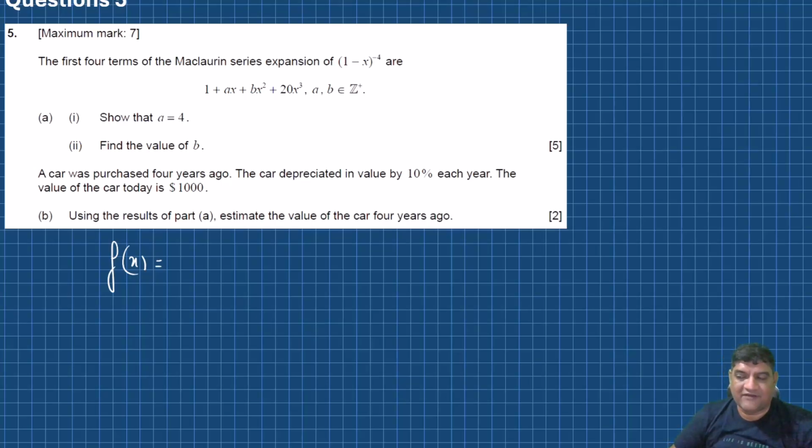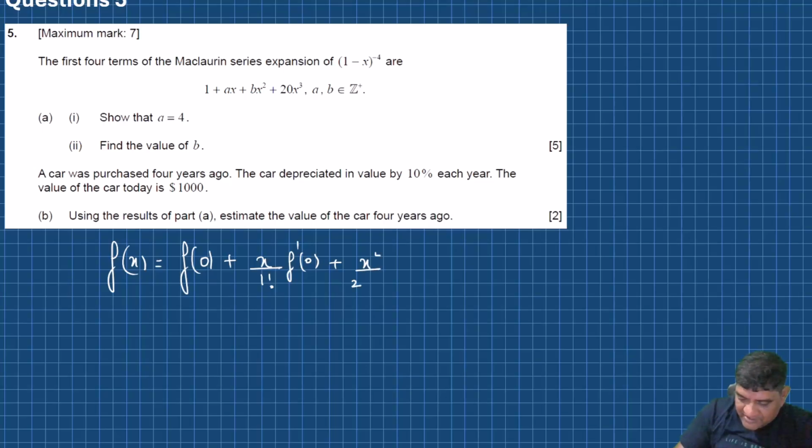Any function, let's say cos x or sin x or e to the power of x, can be written like that, which is f of 0 plus x divided by 1 factorial into f dash of 0 plus x squared divided by 2 factorial into f double dash of 0 plus x cubed divided by 3 factorial into f triple dash of 0. And this continues. This is your Maclaurin expansion.